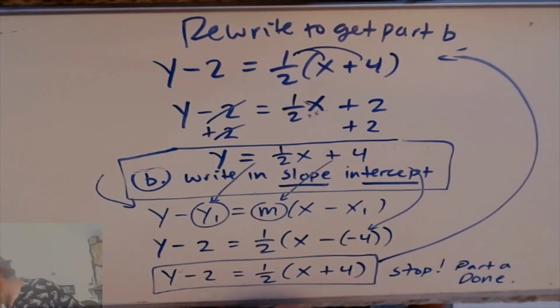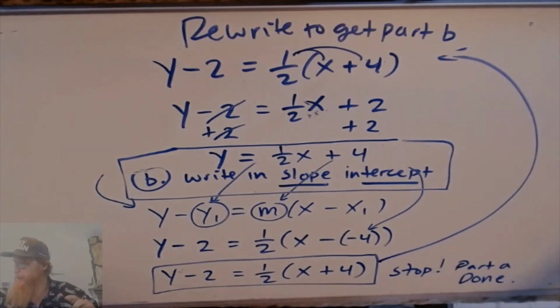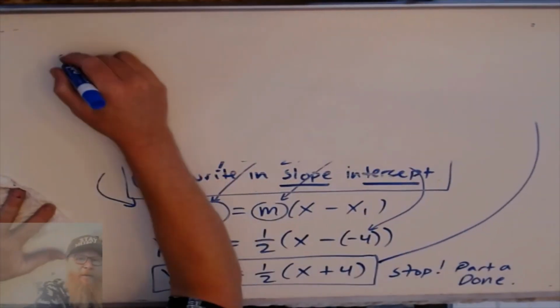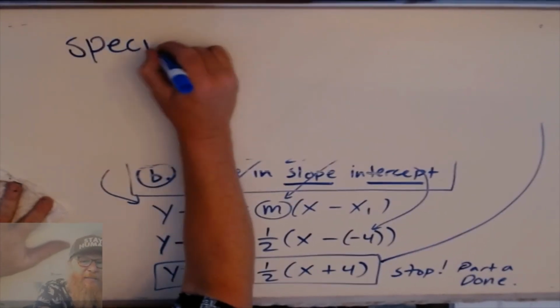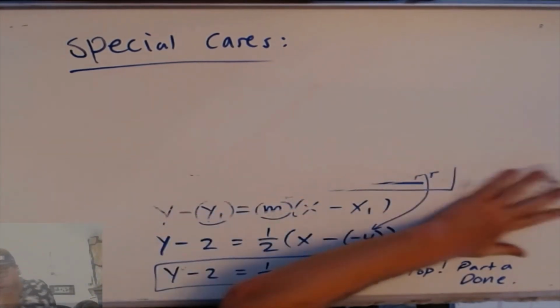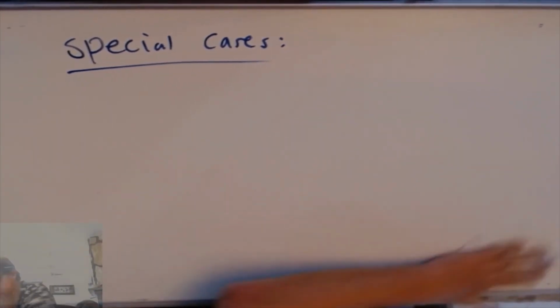What are we up to? Example 8. Special cases. There are 2 types of lines that are special cases.